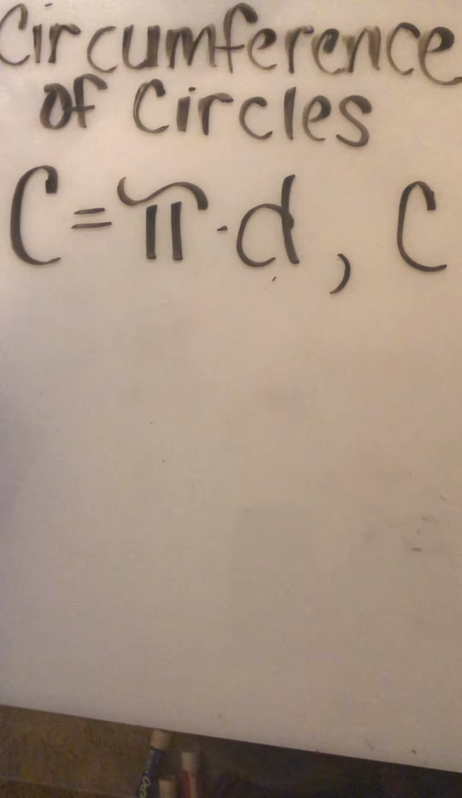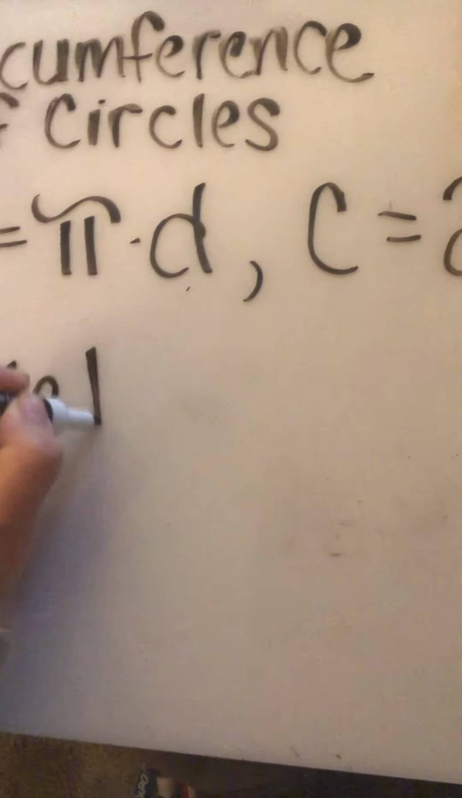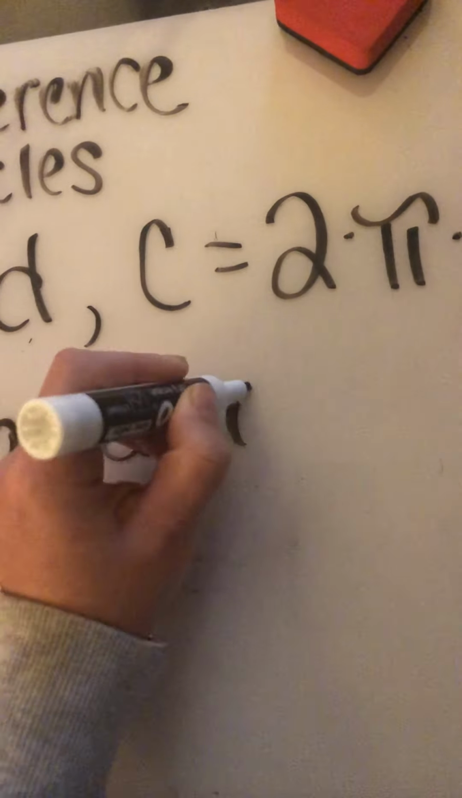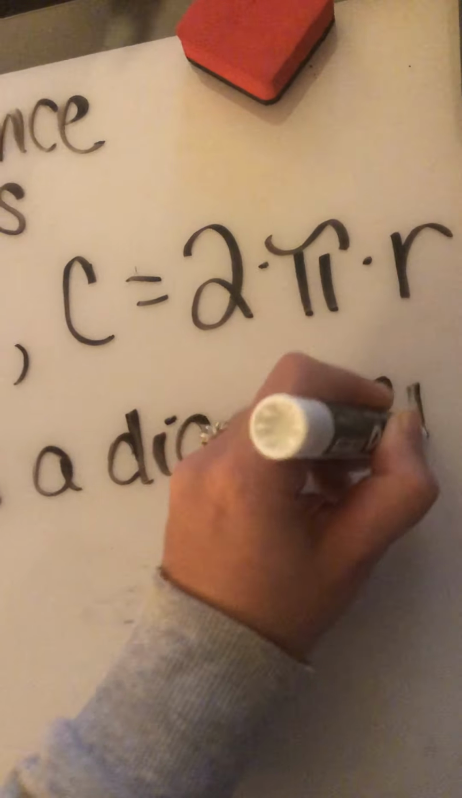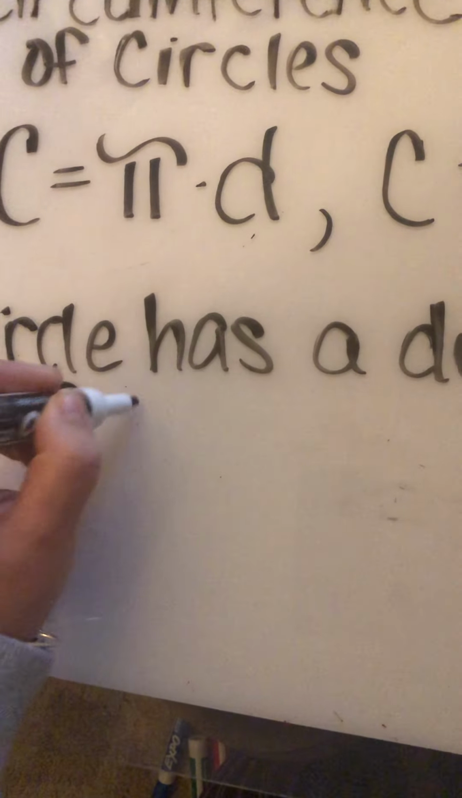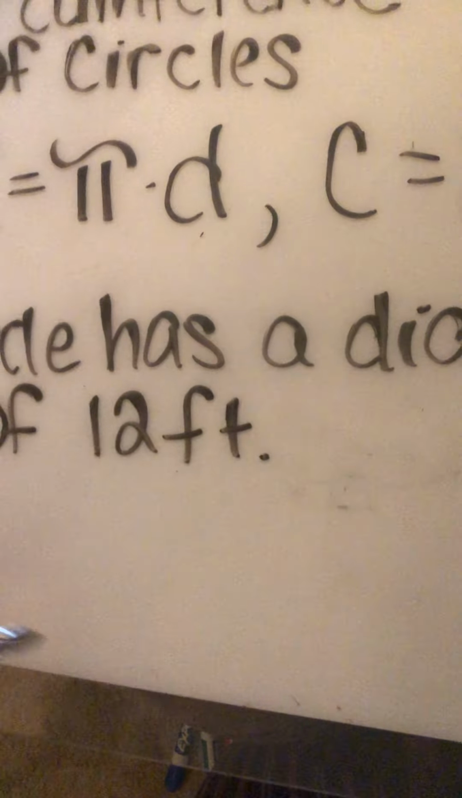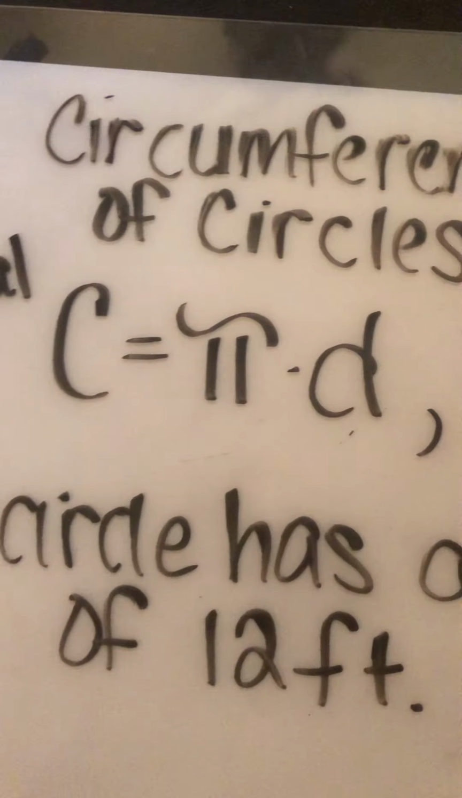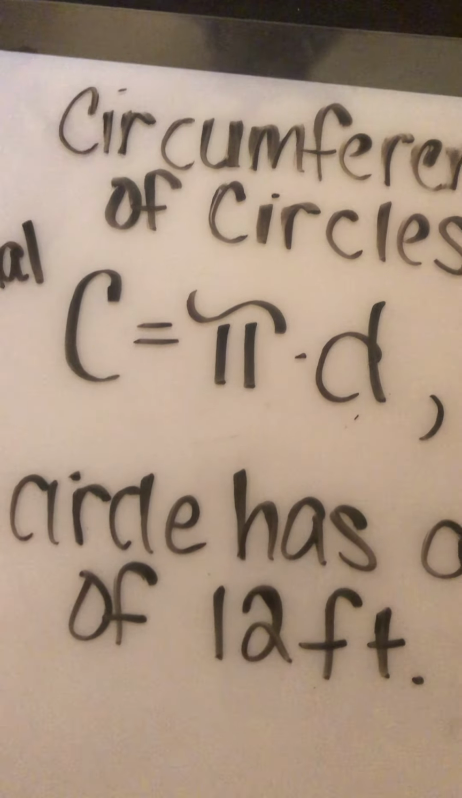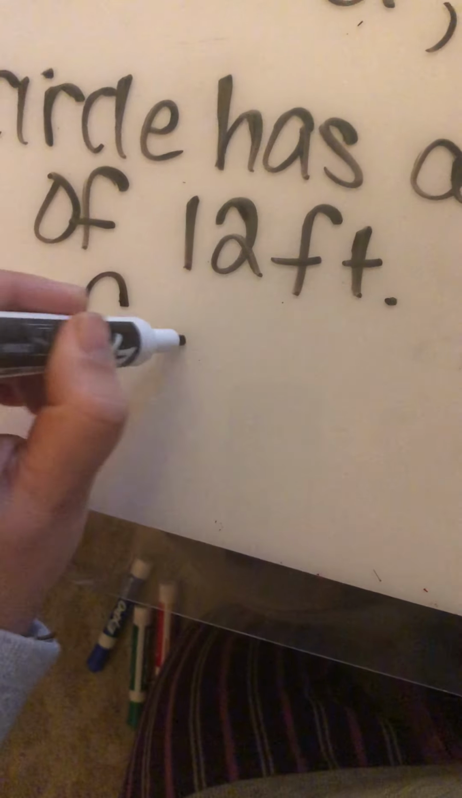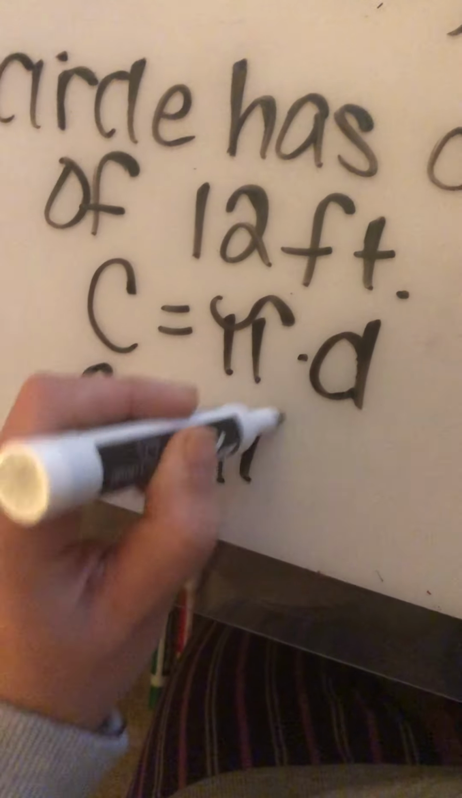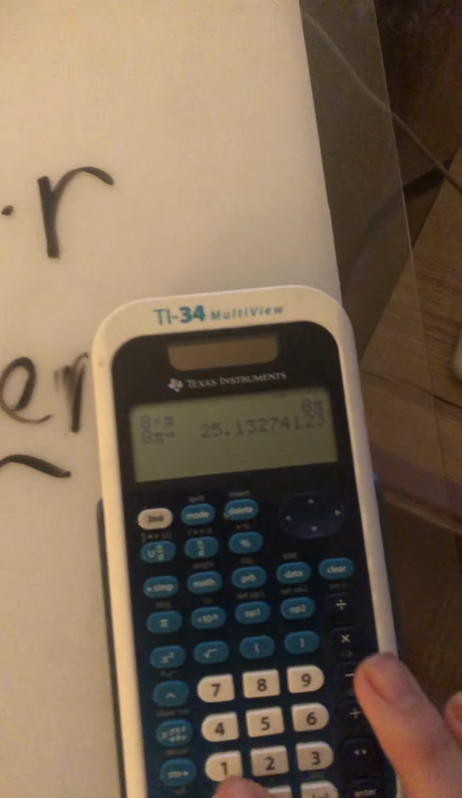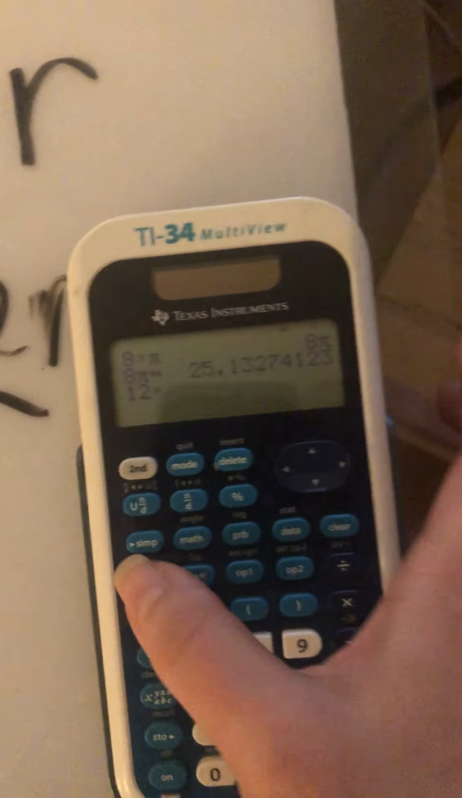So if we had a circle that has a diameter of 12 feet, find the circumference. Now that we're given a diameter, I'm going to use this formula because that one has diameter already in it. So again, I'm going to write my formula. C equals pi times d. So that equals pi times 12. And I go to my calculator. So I'm going to put 12 times pi.